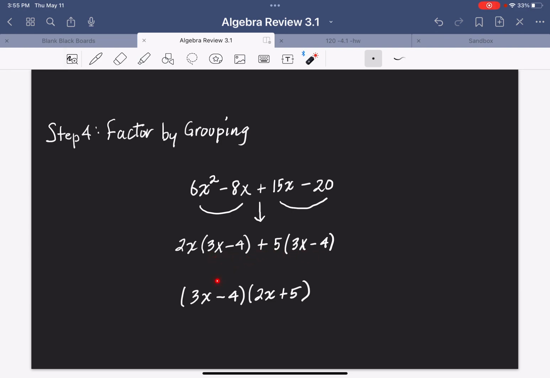It gets factored to the front, and then this factor plus this factor is your second factor for the trinomial. So 3x minus 4 times 2x plus 5. And again, I highly recommend that you FOIL this out. 3x times 2x, 3x times 5, minus 4 times 2x, minus 4 times 5, to make sure it comes up to your original trinomial.